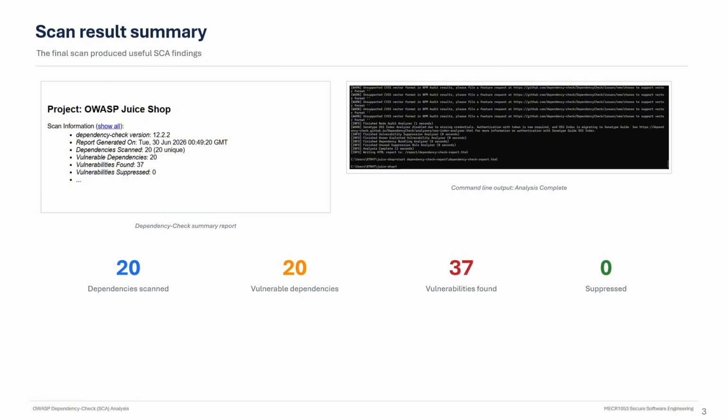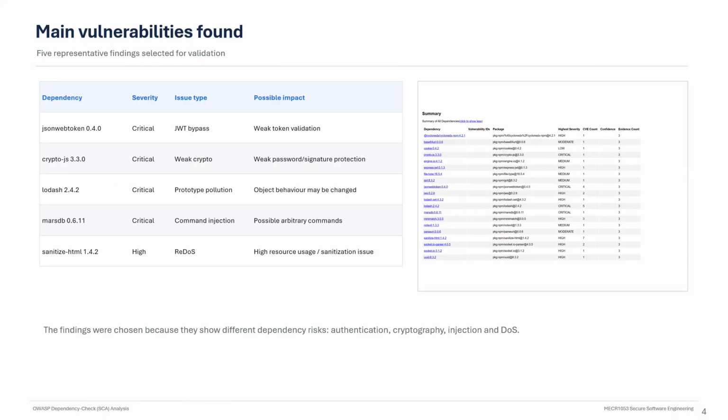Luckily, the scan was successful. Dependency-Check scanned 20 dependencies. It found 20 vulnerable dependencies and 37 vulnerabilities. This shows that old packages can bring many security risks. I selected the 5 main findings. They are jsonwebtoken, crypto-js, Notion, MongoDB, and static HTML. Some of them are critical vulnerabilities, such as JWT bypass, weak cryptography, prototype pollution, and command injection.